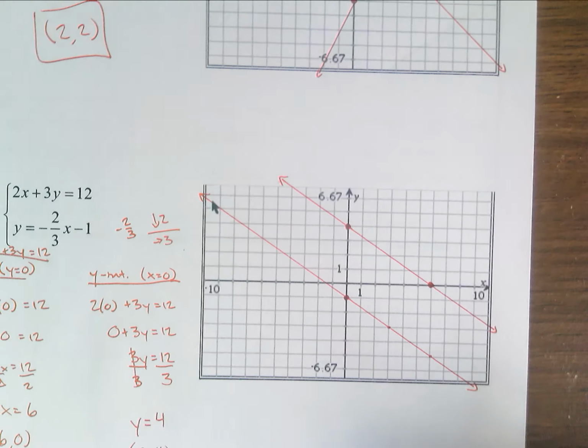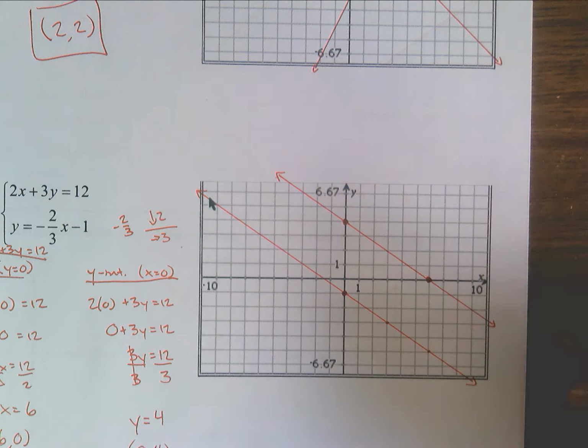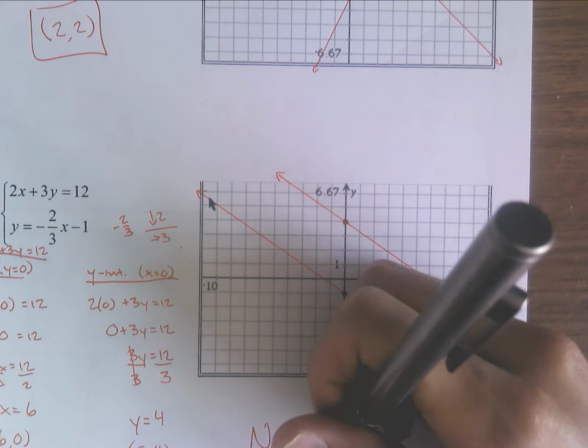Now take a look at the graph. What do we notice is happening? We have these 2 lines and they do not intersect. They run parallel. So if you look at each of these, they don't intersect. So that tells us we have no solution.